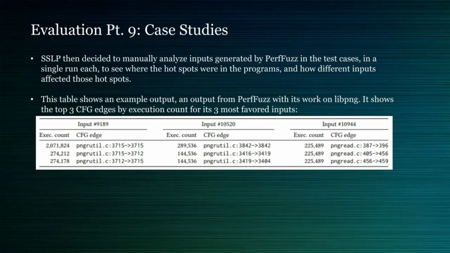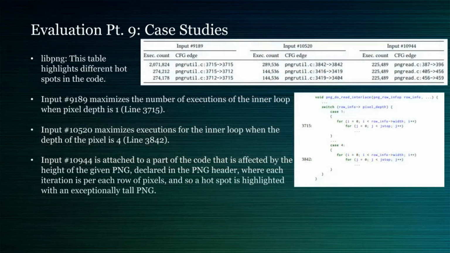This table shows an example output from PerfFuzz with its work on libpng. It shows the top 3 CFG edges by execution counts for 3 of its most favored inputs. After every run, PerfFuzz outputs its set of favorite inputs, those that maximize the execution count of at least one CFG edge, and the execution count for each edge that it maximizes. So this table, for libpng, highlights different hotspots in the code.